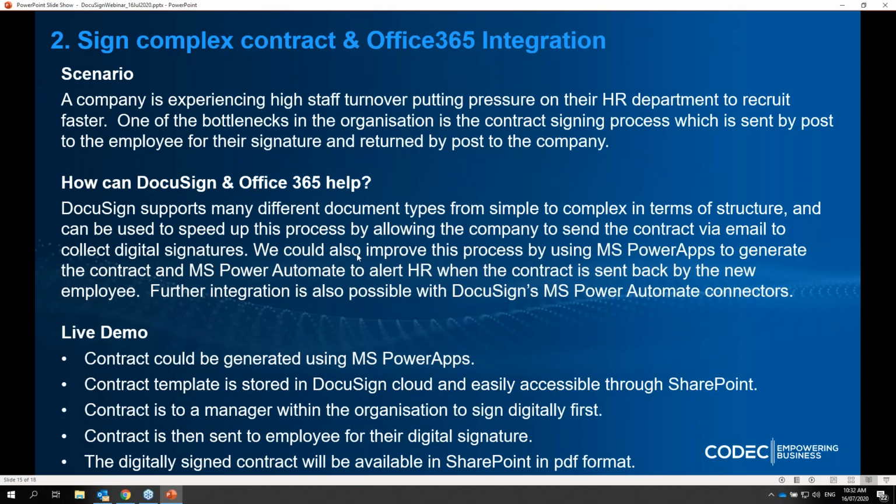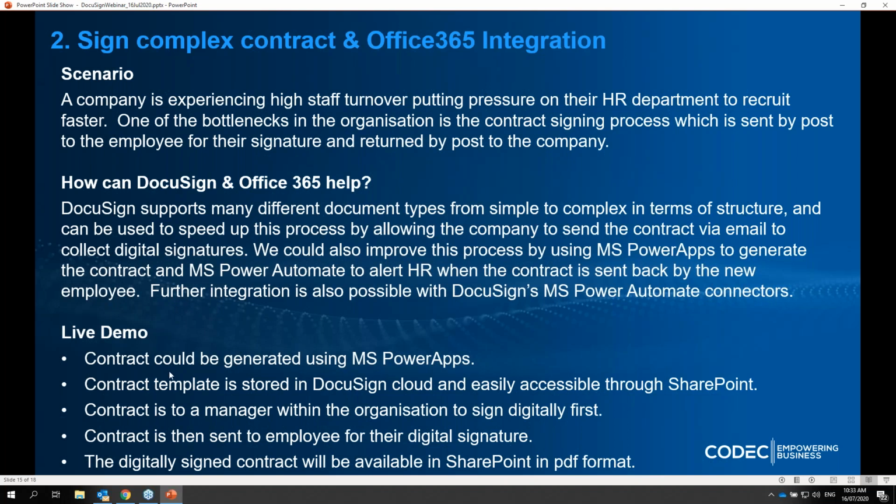We could also improve this process by using Power Apps to generate the contract, and then MS Power Automate to alert HR when the contract is sent back by the new employee. In this situation with SharePoint, if there's no automation, HR will have to come and check to see if the new employee has sent back that contract. This can be time consuming. It will be much better if an email alert was triggered when that contract is created on SharePoint. So this is something we can use MS Power Automate for. It's a workflow tool.